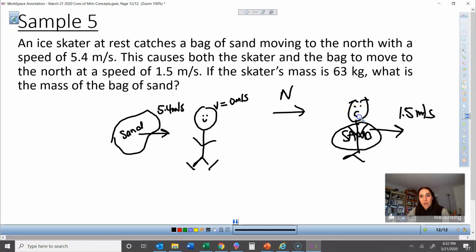Ice skates, there we go. Like that. And the question is, what is the mass of the sand? All right, fun. Now I hope you know we started separate and came together, which means inelastic.